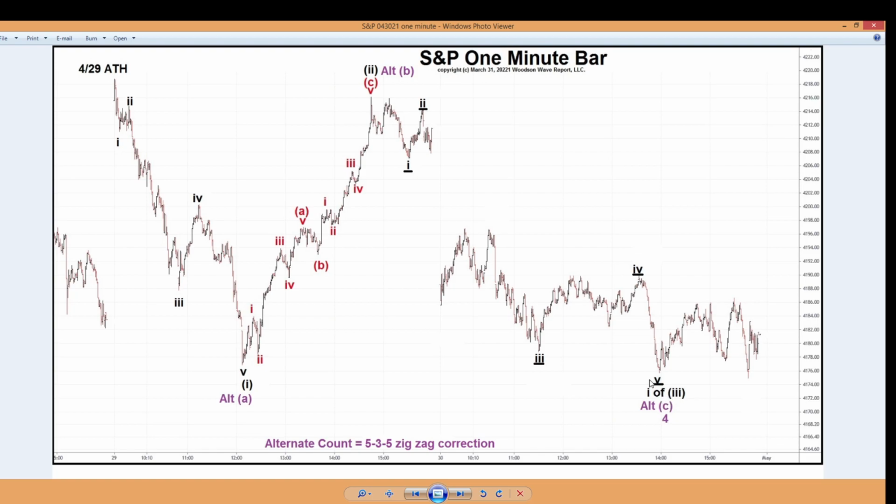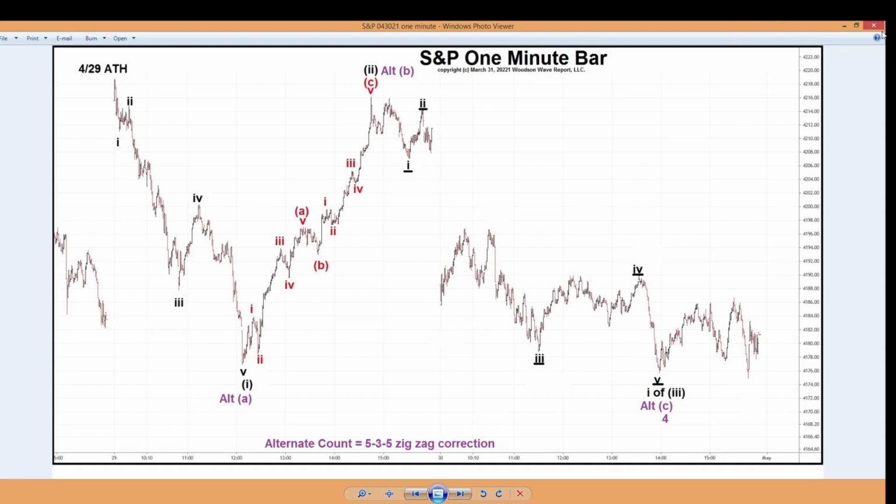Okay, that wouldn't be 3 because it's got a much longer way to go. And alternately, we have an A, B, C correction, a 5-3-5 zigzag there. So we'll have to see how that plays out. Obviously, the all-time high is the make or break for this wave count.